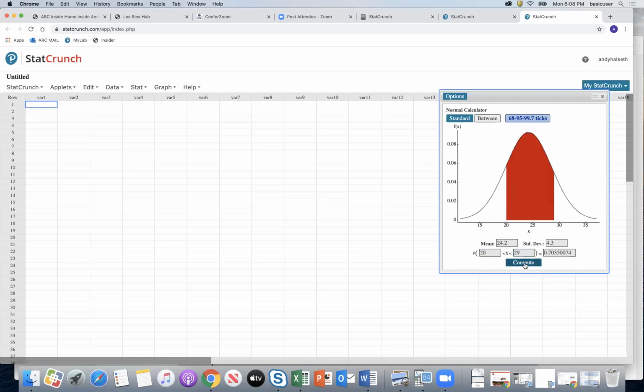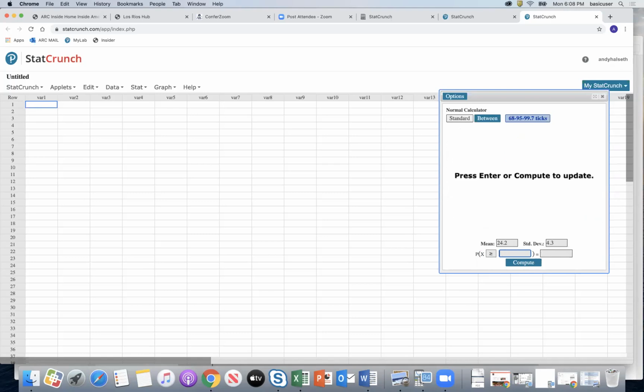All right, between 20 and 29, 0.7035. All right, so not too bad there. More than 32 would look like back to standard and a greater than. And those are pretty much your three options, right? Between, less than, or greater than. So more than 32, 0.0348. All right.